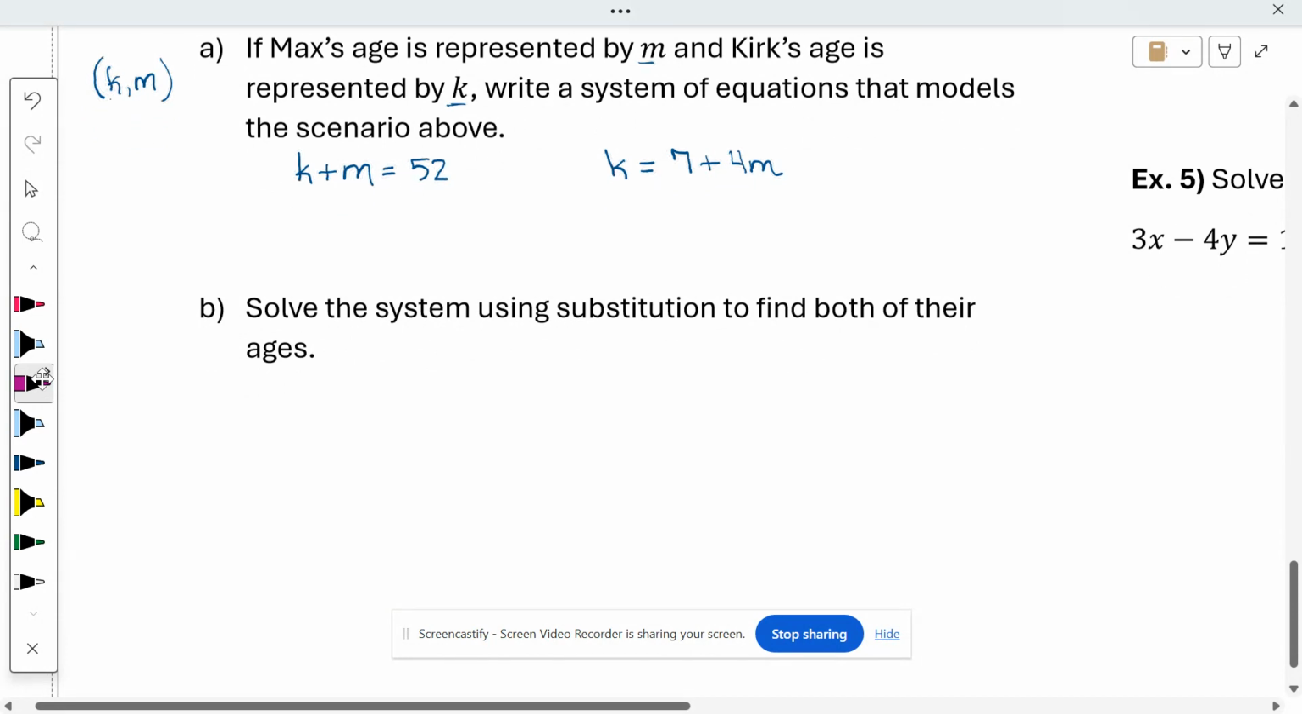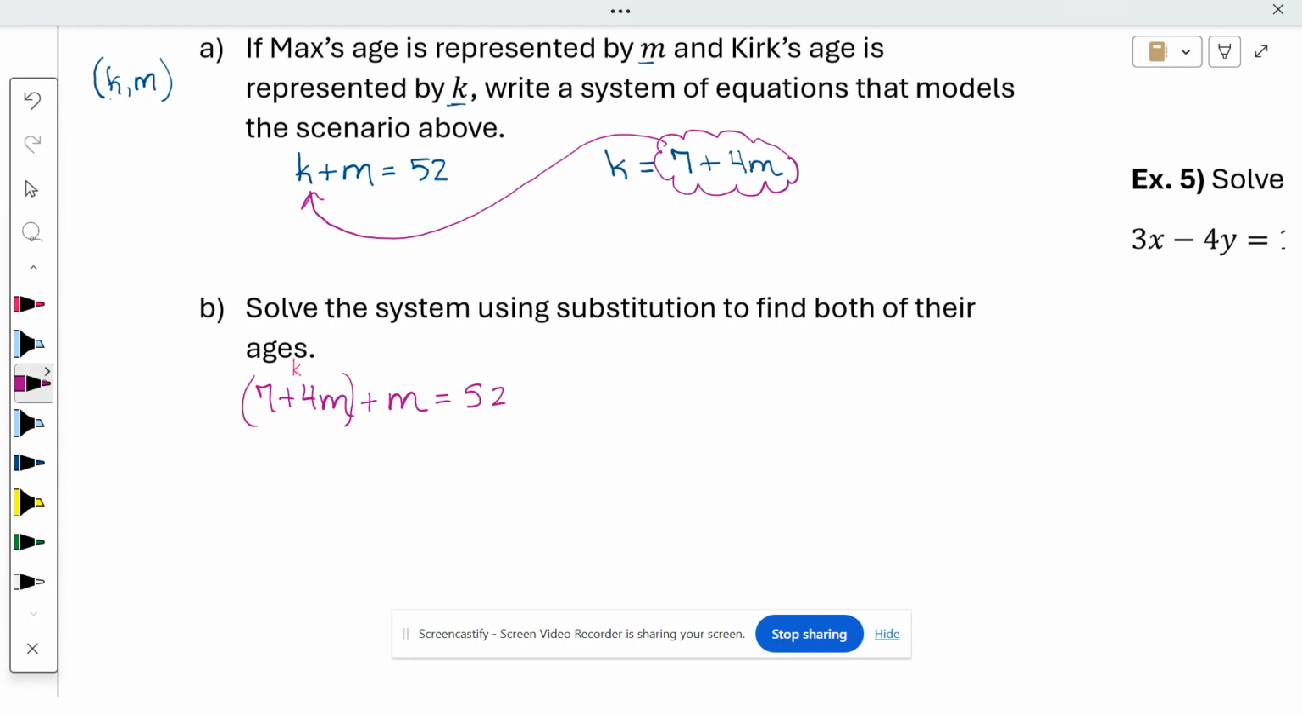So I'm going to let the 7 plus 4M replace the value of K. So 7 plus 4M plus M equals 52. So all I did was replace the K, Kirk's age, with the 7 plus 4M. Doing this has allowed me to eliminate the K variable. So now I'm going to simplify. So 7 plus, well, 4M plus M is 5M equals 52.